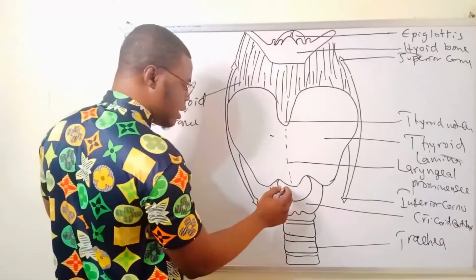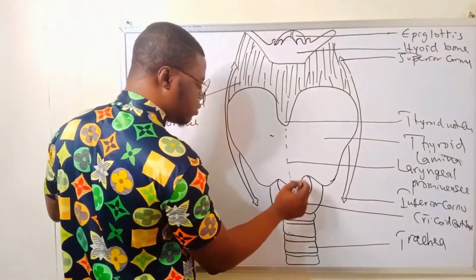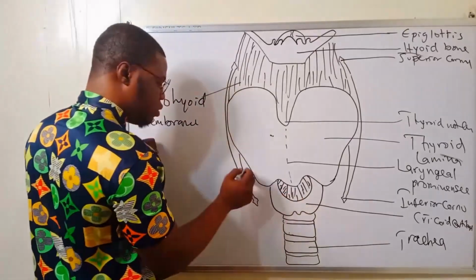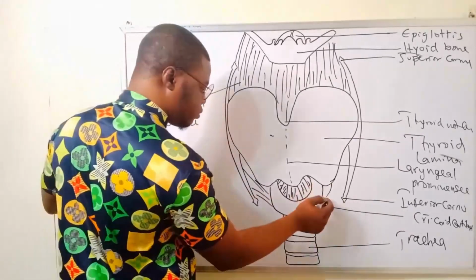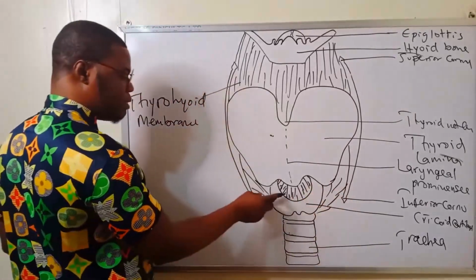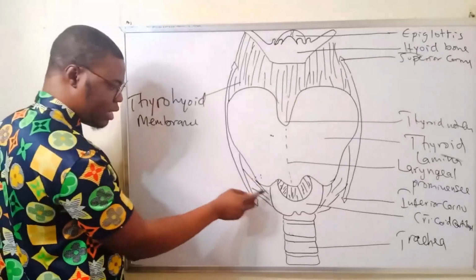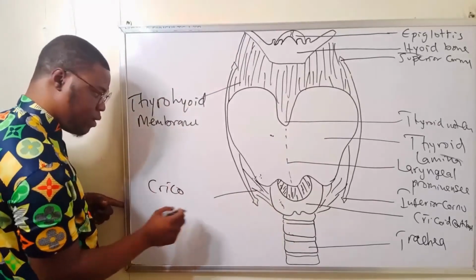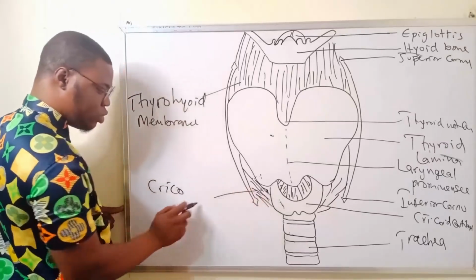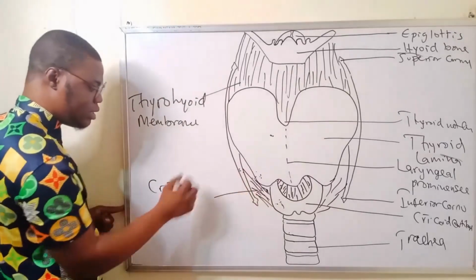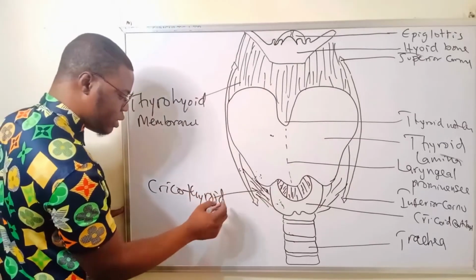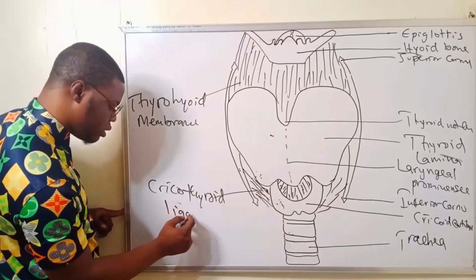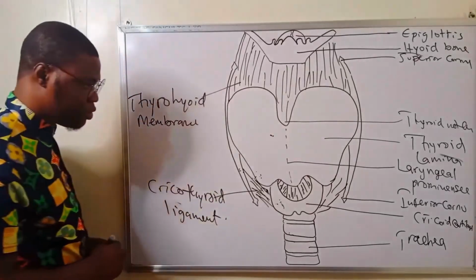And now same thing is occurring at this end too. Same thing occurring right here. And now because this membrane is connecting the thyroid and the cricoid cartilage together, the word cricoid will be crico. So these are ligaments. And the ligaments will be called what? Crico, connecting the cricoid cartilage to the thyroid cartilage. That is thyroid. So cricothyroid ligaments. That's the labeling for them. As simple as that.